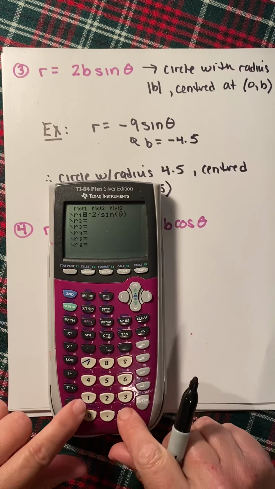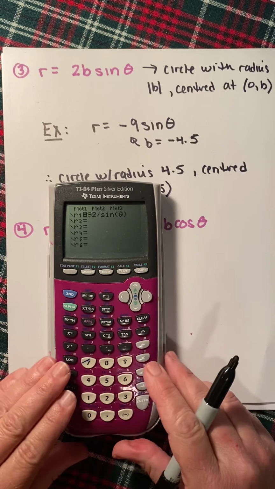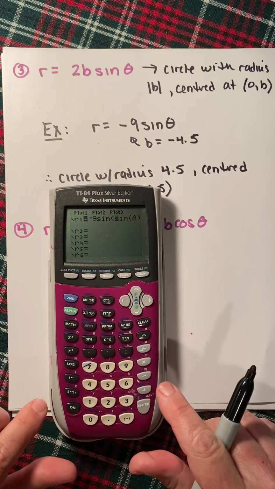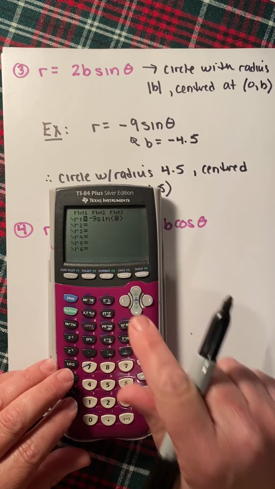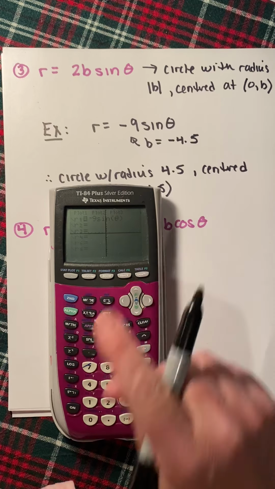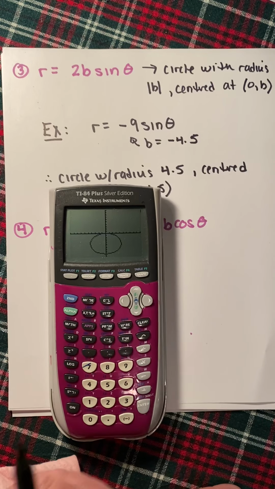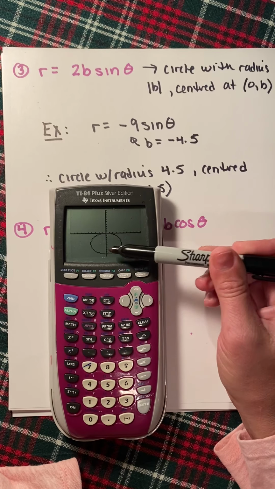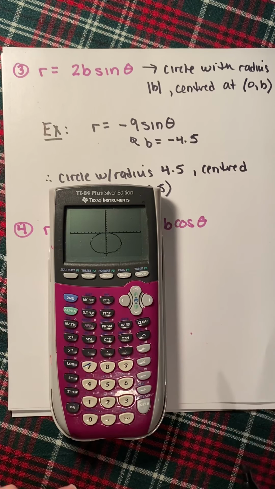r equals -9 sine of theta, right? And let's graph that. There you go. There's my circle centered on the y-axis at -4.5, and if you count over, it goes -4.5, +4.5, +4.5, -4.5.